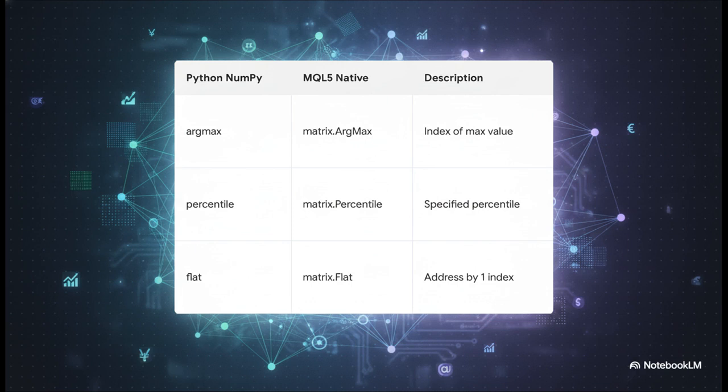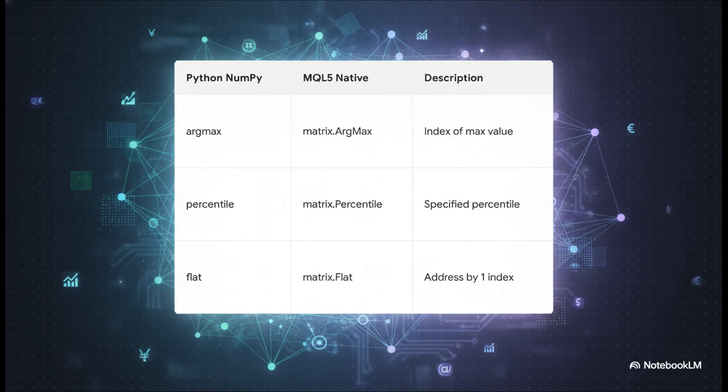But now, MQL5 literally translates familiar Python NumPy methods directly into its native language using matrix and vector types. Guys, this is a total game changer. You can manipulate complex datasets natively with extreme efficiency. You've got functions like matrix.argmax, which grabs the index of the maximum value along an axis. You have matrix.percentile and matrix.flat, which lets you address a matrix element with just one index instead of 2.